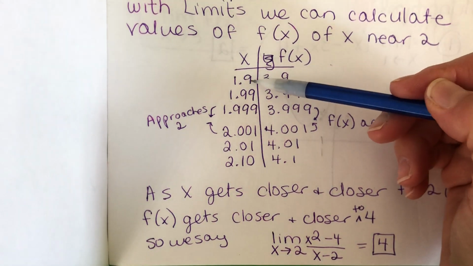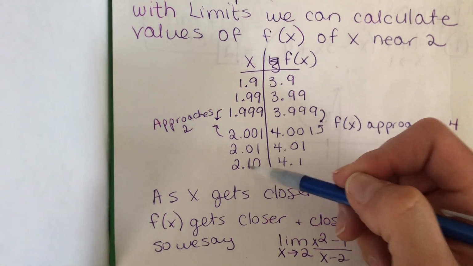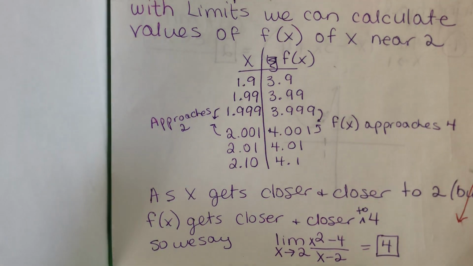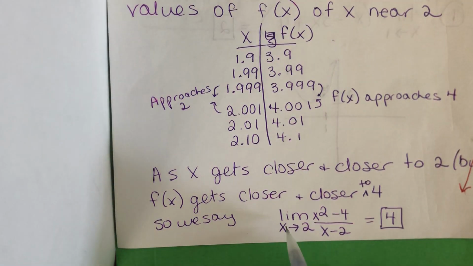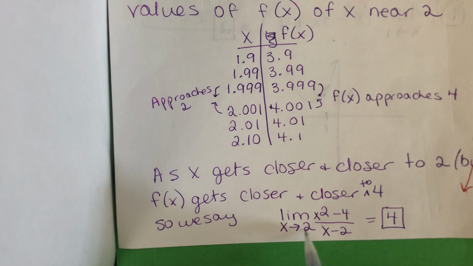And you can see here, as we get close to 2 from the left side, it approaches 4. When I get close to 2 from the right side, going down to 2, it also gets close to 4. And then that would be the proper way of writing it right here. The limit of this function as x approaches 2 equals 4.